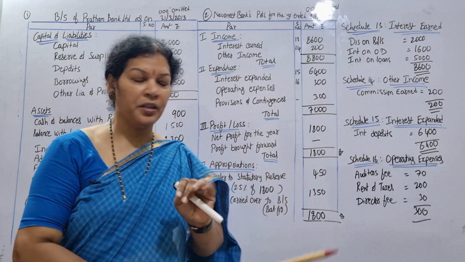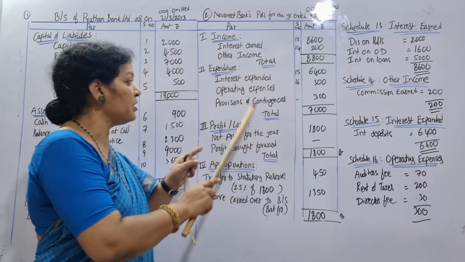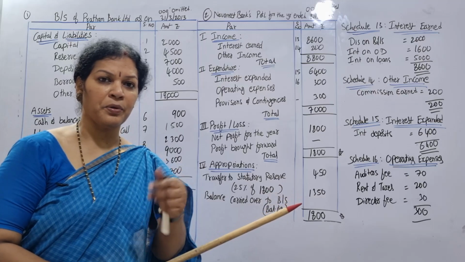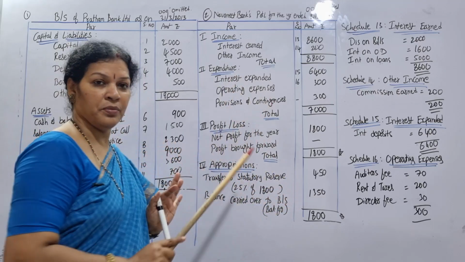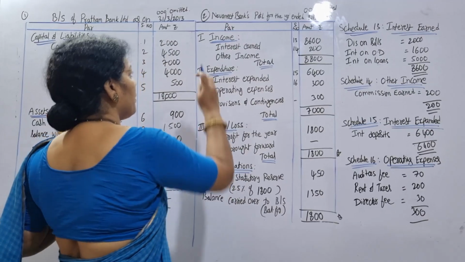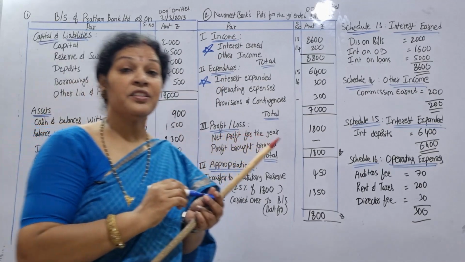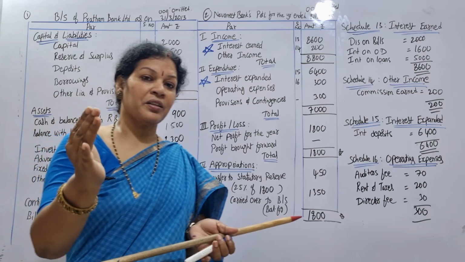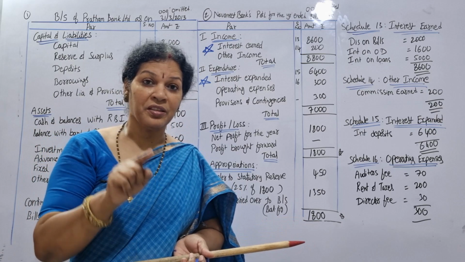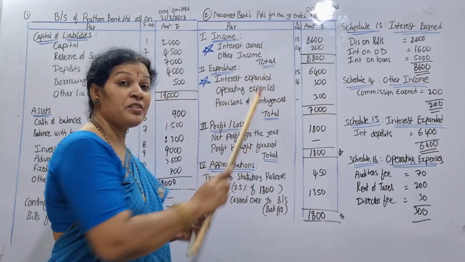Schedule numbers 13 and 14 come under the income column, and schedule numbers 15 and 16 come under the expenditure. Not only these two, provisions and contingencies, bad debts reserve, provision for bad debts, anything comes under this column. Out of these you have to be very careful about interest earned and interest expended. When customers are depositing into the bank, that is deposits. On deposits the banker has to make the payment. That will be interest expended.